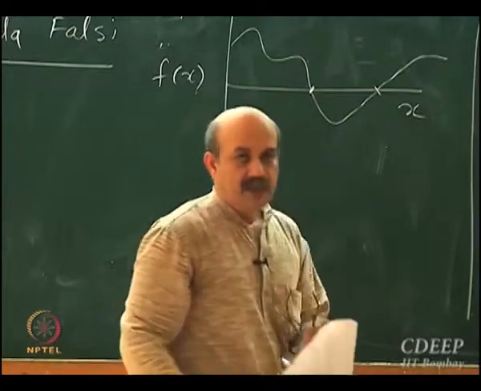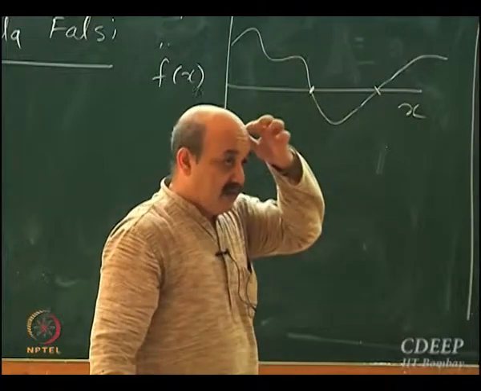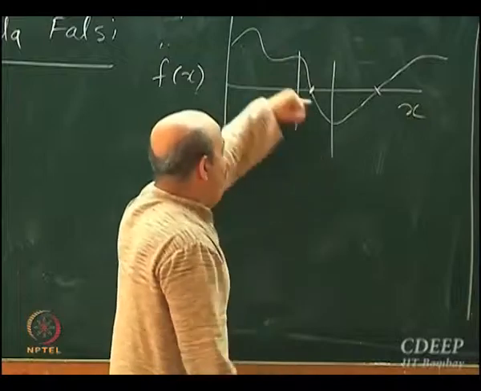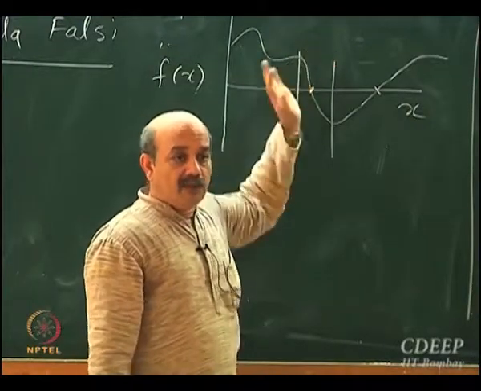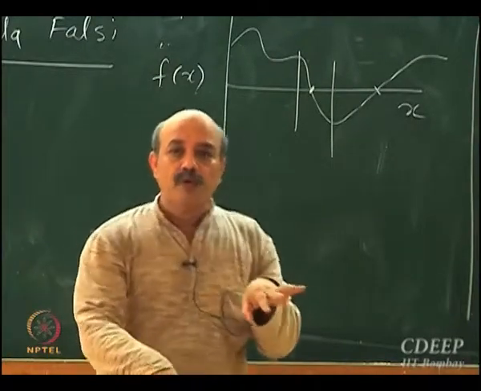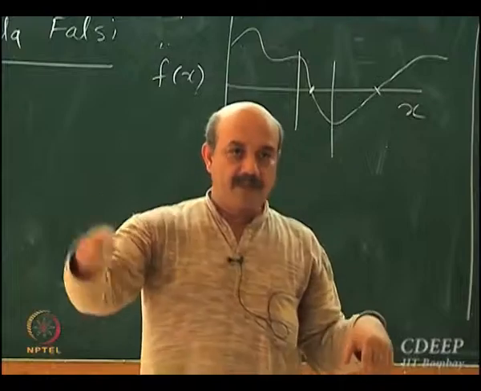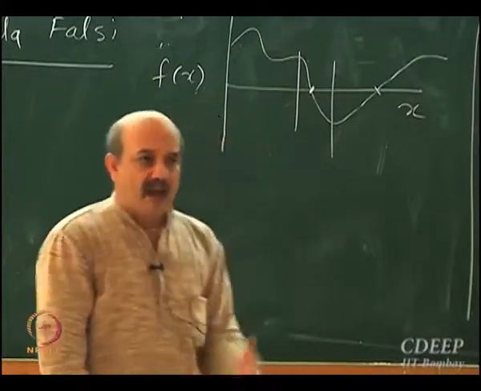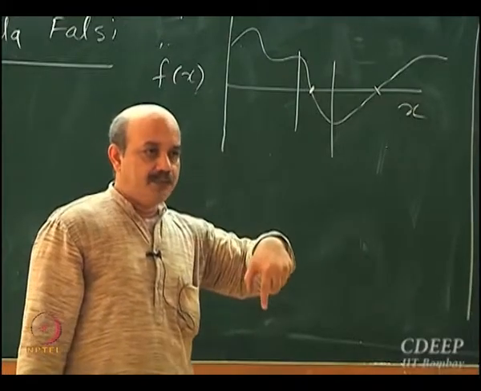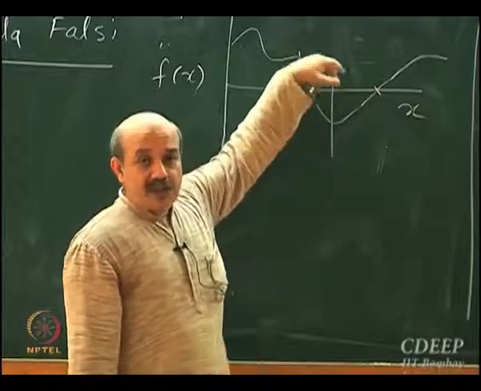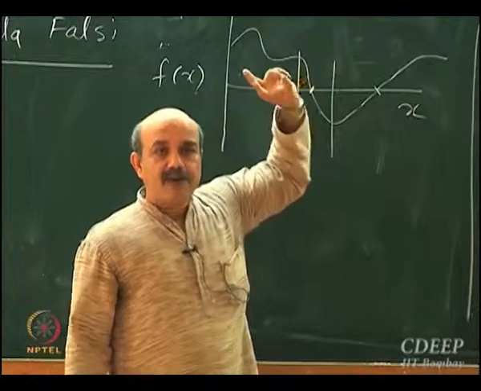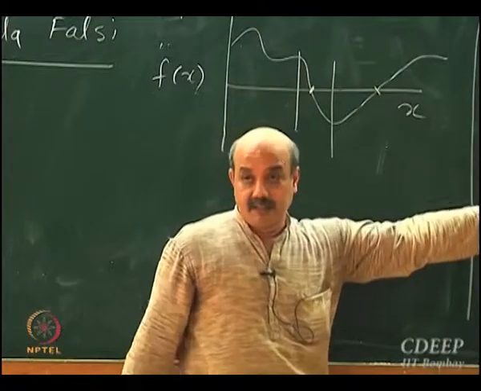Okay. Now, one observation is that whenever there is an interval in which f of x has positive sign on one side and f of x has negative sign on the other side, f of x crosses 0. If f of x is a continuous function, it will cross 0 somewhere, at least once. It may be multiple times, we do not know, but at least once it crosses 0. So this regula falsi method actually tries to use this idea and makes a modification to secant method.